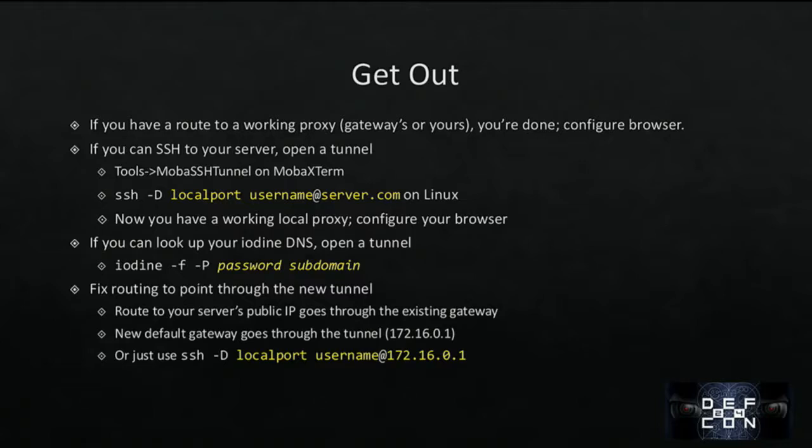And then finally, you need to fix your routing to point through the new tunnel. If you're using SSH -D, that's actually the easiest way to do it. Just point to the SOCKS proxy and do it that way. Alternately, though, you can actually edit the route table on your computer to make your new default route go through the tunnel, and at that point, everything works through it.